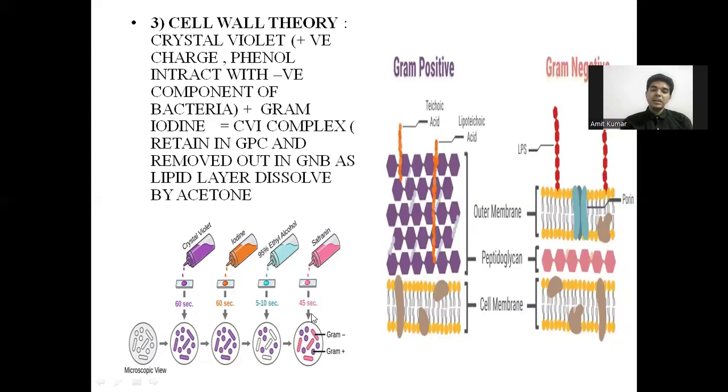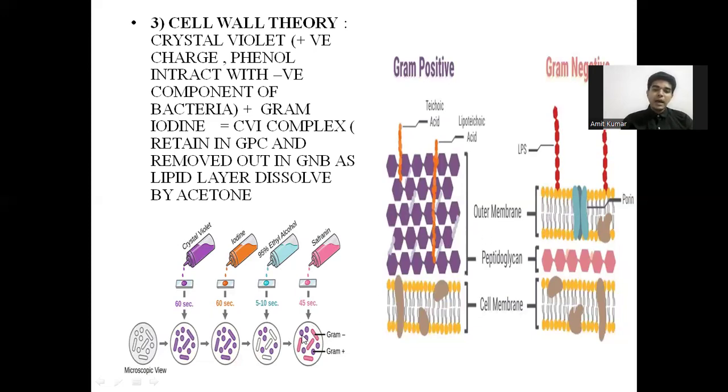So it takes the color of safranin, that is pink in color, and gram positive bacteria do not take the color of safranin, as they have already taken the color of the crystal violet iodine complex. Remember one thing, gram negative bacteria take the color of safranin as the CVI complex is removed from the cytoplasm of gram negative bacteria due to the action of acetone.